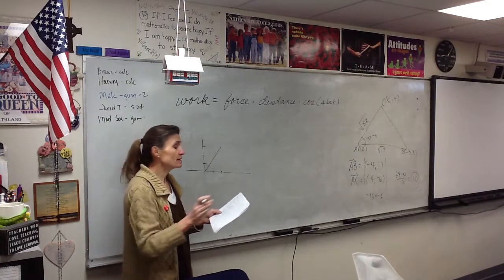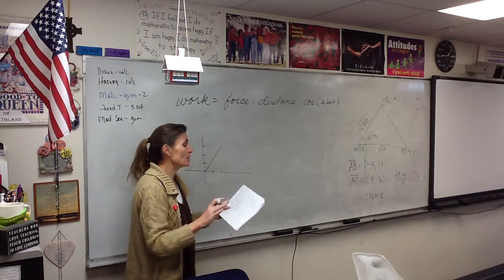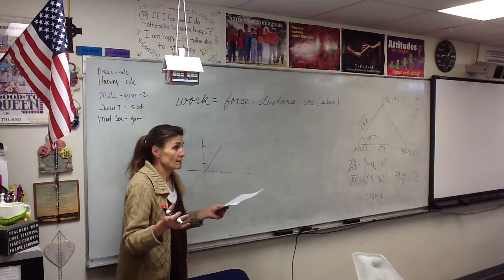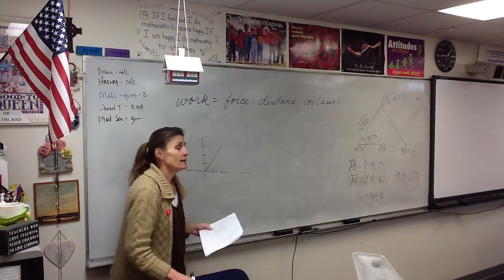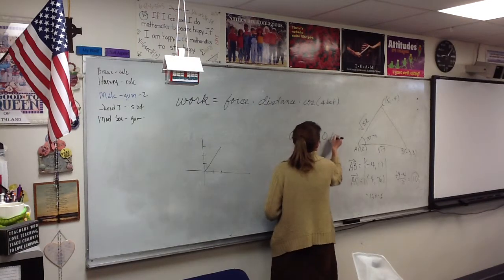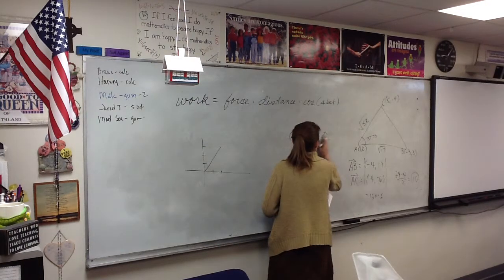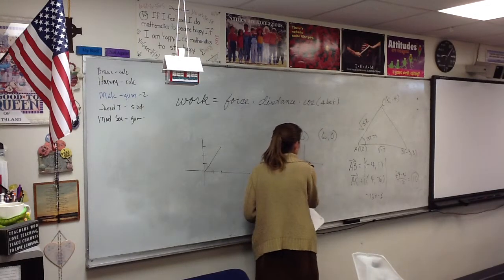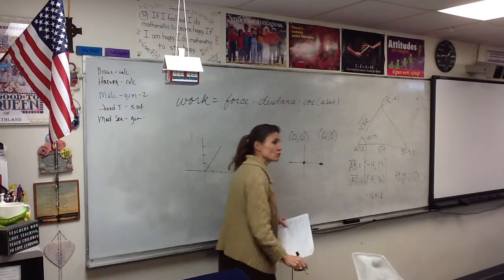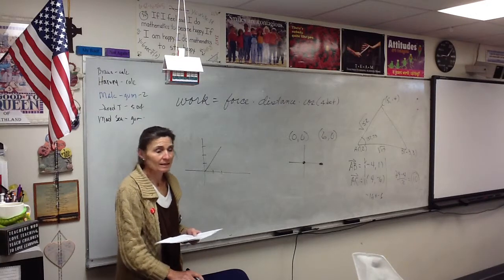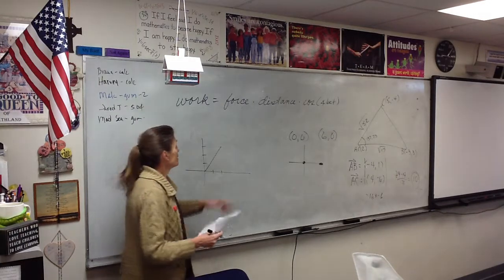Not that, I don't want to know how long it is. I want to know what direction. Is it up and down? Well, what direction is it? Where's the point 0, 0 and where's the point 6, 0? Where are those two points? Right, here's 0, 0, here's 6, 0. Which direction is this thing moving? Positive 6, horizontally.